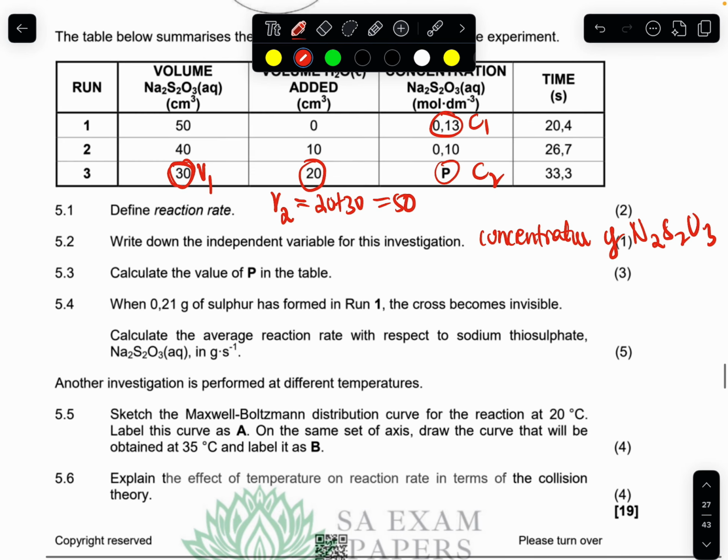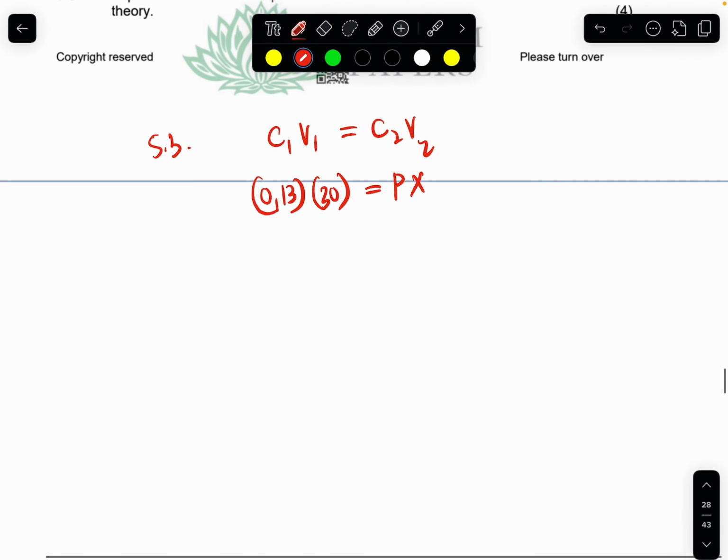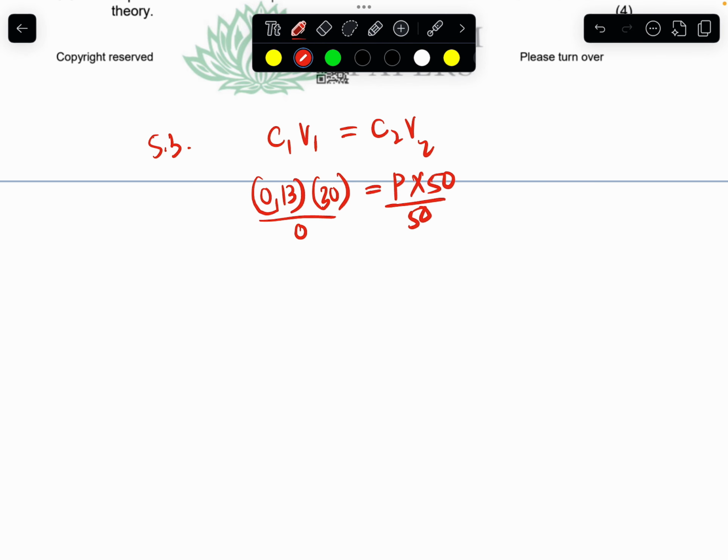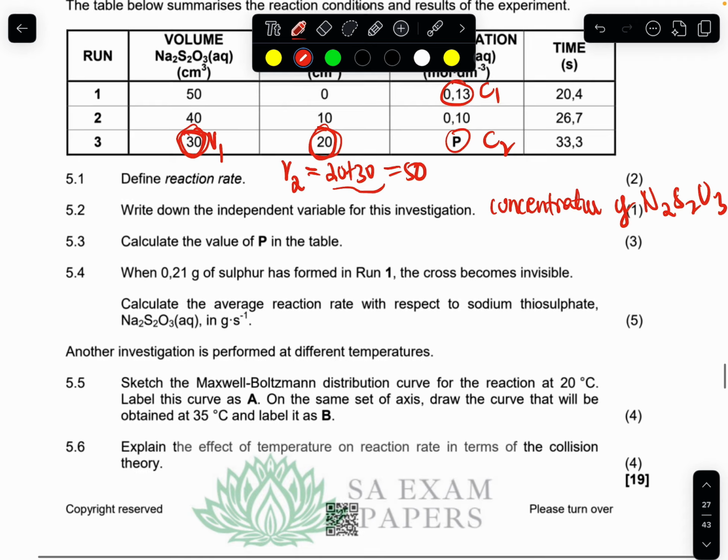Remember the V2, I said it's going to be 50. It's going to be the initial plus water. So it's going to be 50. So when we divide by 50 there, P, which is the second concentration, is going to be 0.078 mole per dm3, right? I hope I make sense, guys, by that.